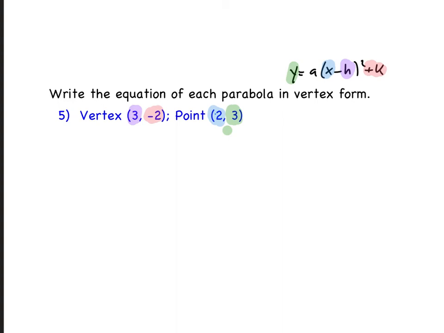So 3 equals a times our x value, which was 2, minus our h value, which was 3, squared, plus our k value, which was negative 2. Again, make sure this does say minus, because that's a positive 3, so as it comes in here it says minus 3. Then here I should simplify that. I don't want to write plus negative 2. I'm just going to go ahead and write minus 2.